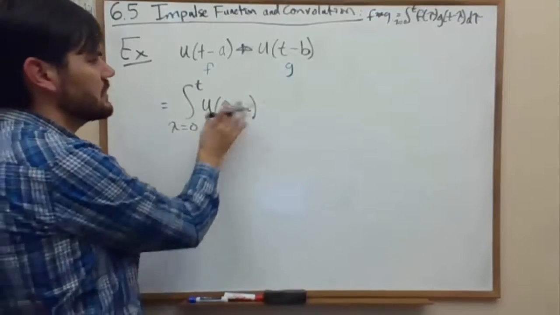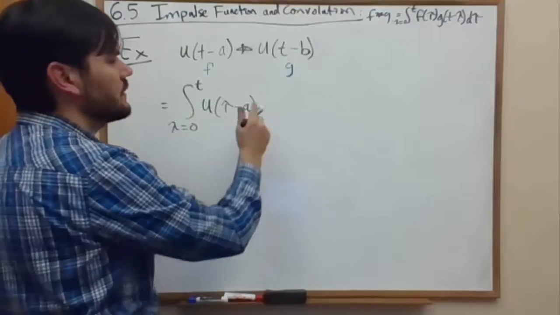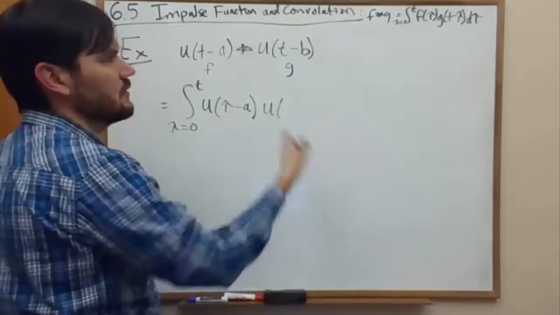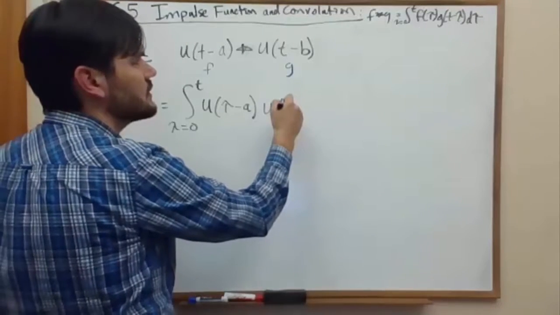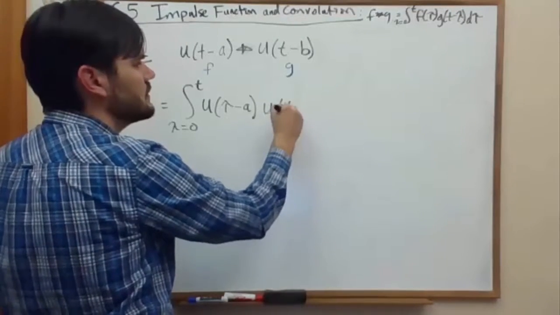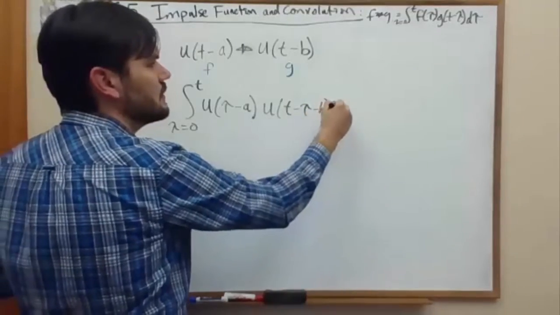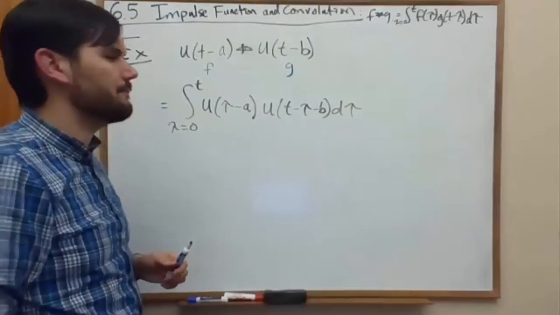For our first function, we just get the function in terms of the tau variable. And the second function, we replace t with t minus tau. Now it has minus b, that's fine. So we get t minus tau minus b. And we're integrating in terms of tau.